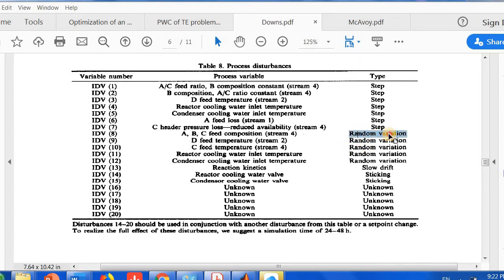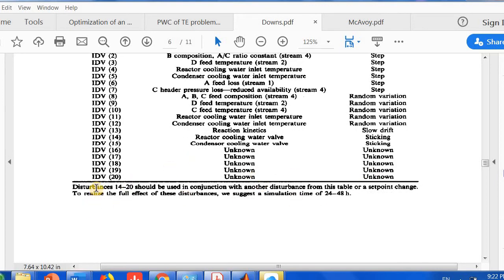In the real plant, you could have some conversions that are random. You don't know how it happens. It could be a slow drift because of kinetics, because of the catalyst. It could be a sticking, that means the valve is getting sticky. So all those are possible.